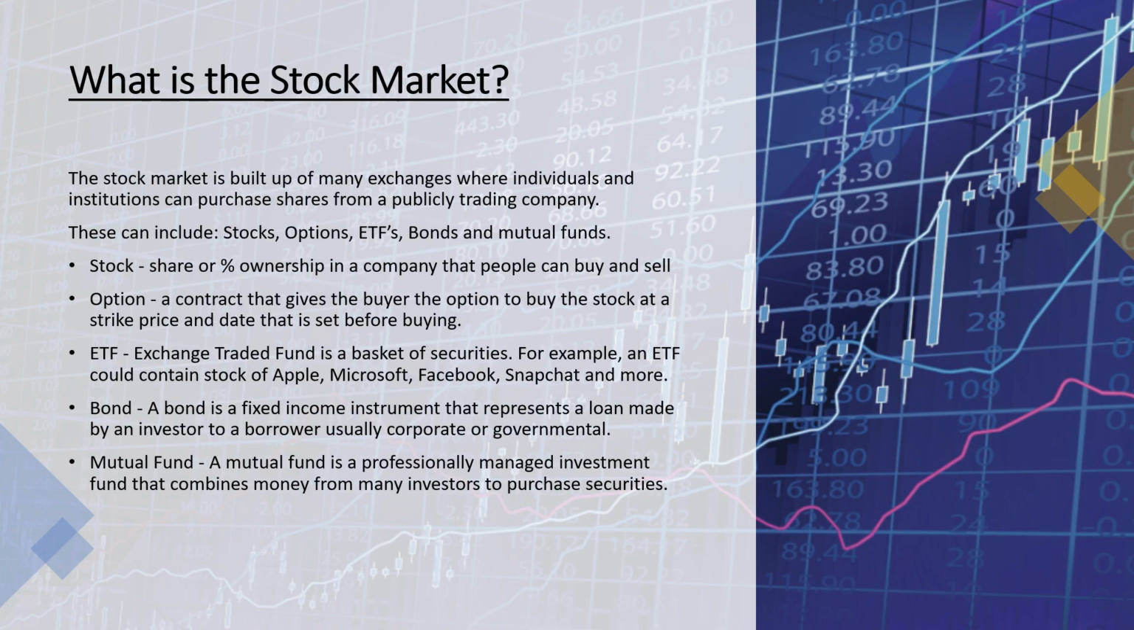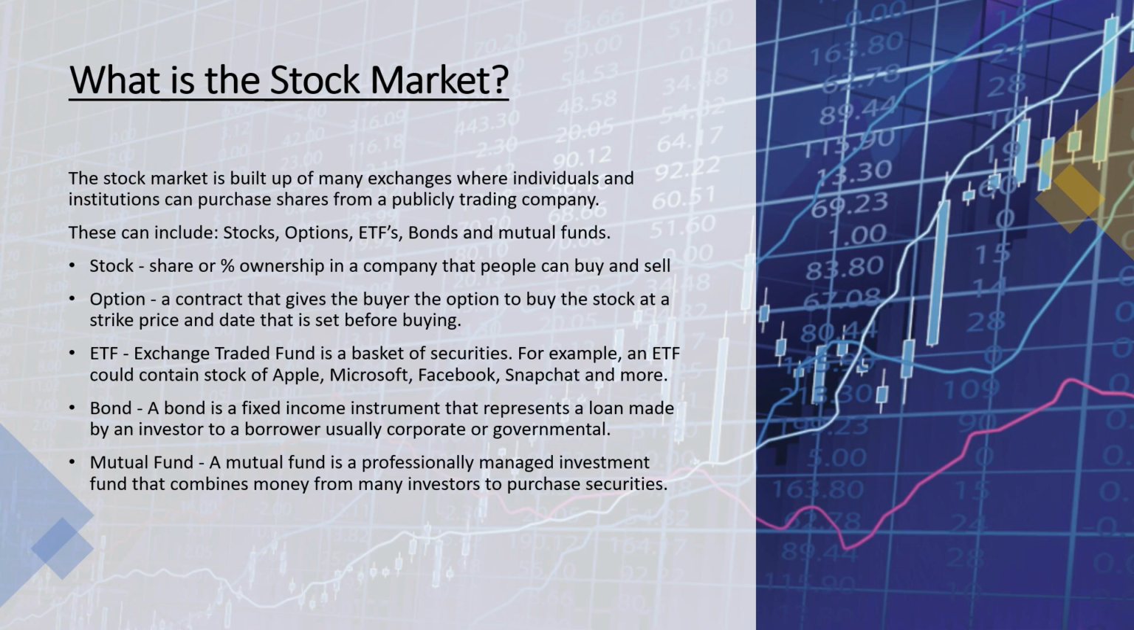So, what is an ETF? Well, an ETF is an exchange traded fund. So, this is a basket of securities. For example, the S&P 500 is one, and an ETF can contain multiple stocks of different types of companies. So, for example, Apple, Microsoft, Facebook, Snapchat, and many more.